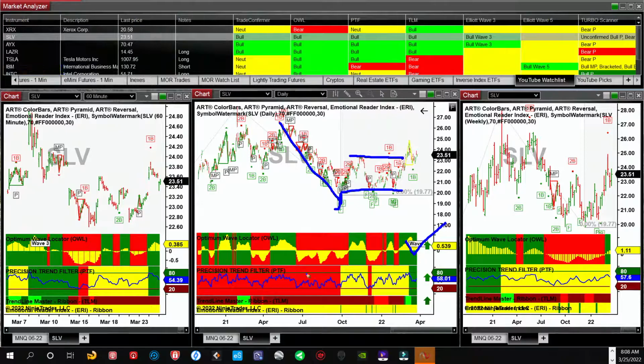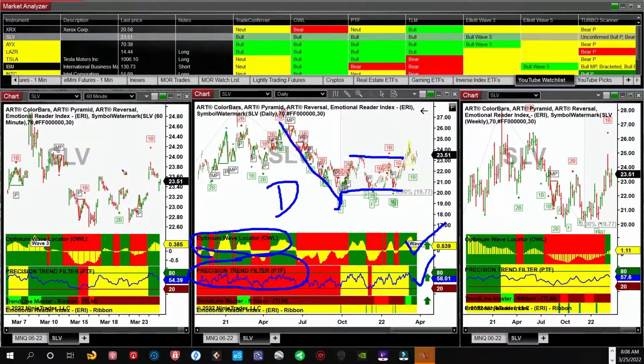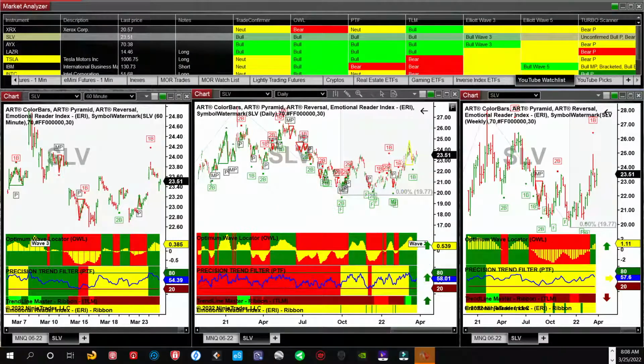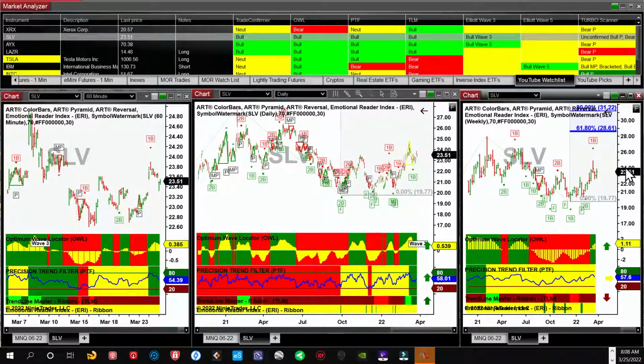So we have bullish momentum as measured by what we call the OWL indicator. This is part of our software. Then we have the precision trend filter indicating more highs because it's green, and that is the daily chart. If we drop down to the 60-minute chart, we see a similar scenario, and we also have a pyramid trading point indicating a long position here. And now we've got momentum, as you can see on the weekly chart, kicking in at this particular point. So it really looks poised for a good long trade.